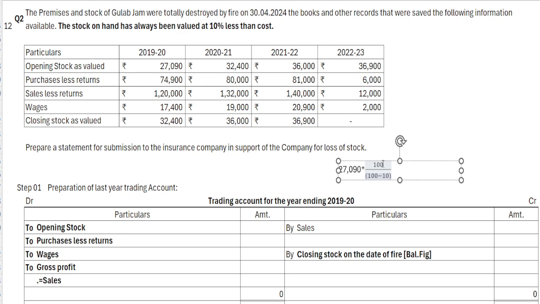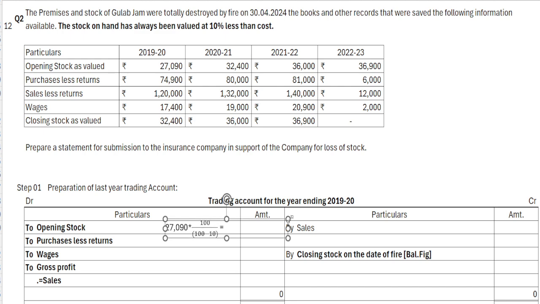We need 100%, so we multiply by 100. Opening stock is equal to 27,090 divided by 90 into 100. 30,100 is the fair value of the opening stock.